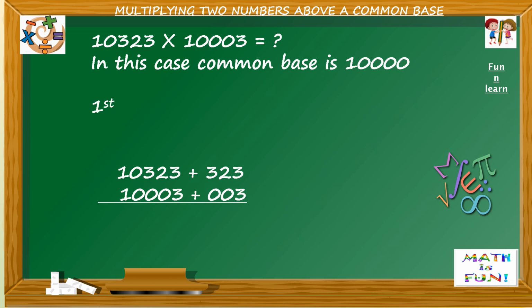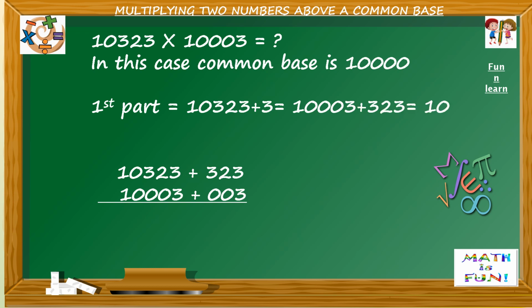First part of the answer by cross addition will be 10323 plus 3, which is equal to 10003 plus 323. Both of them are equal to 10326. And second part of the answer is multiplication of the surpluses, which is equal to 323 into 3, which is equal to 969.